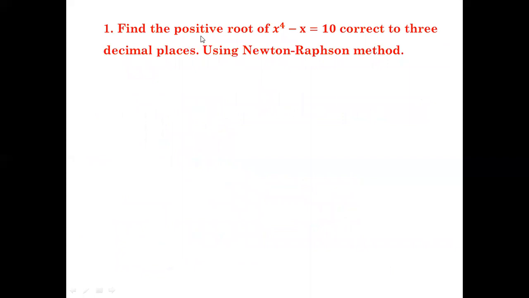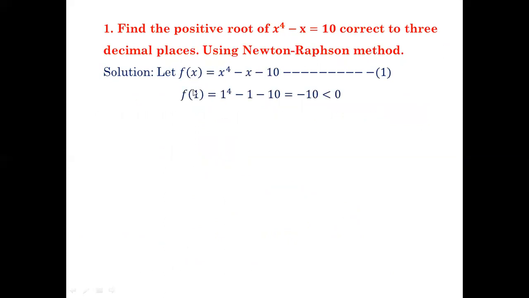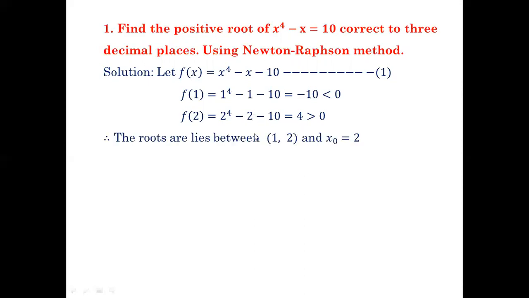The first example, find the positive root of x power 4 minus x is equal to 10, correct to 3 decimal places using the Newton-Raphson method. In solution, I take f of x as x power 4 minus x minus 10. I call this equation number 1. So we can find the root between the values. Therefore f of 1, replace x by 1, 1 power 4 minus 1 minus 10, which is equal to minus 10, negative, less than 0. Then you find f of 2. Replace x by 2, 2 power 4 minus 2 minus 10. 2 power 4 is 16 minus 12 is equal to 4, greater than 0. Therefore, the root lies between 1 and 2.